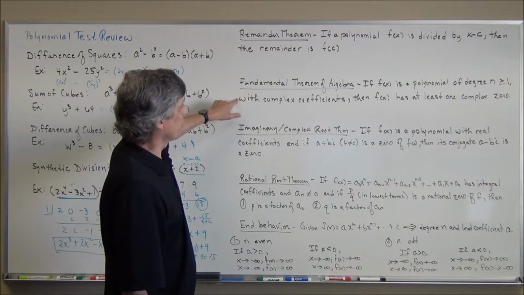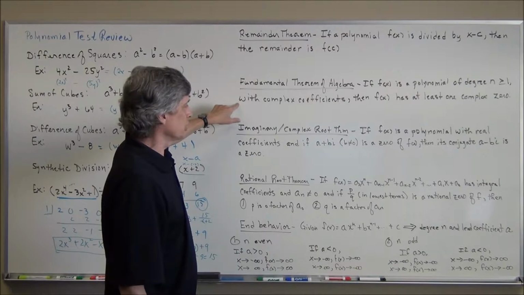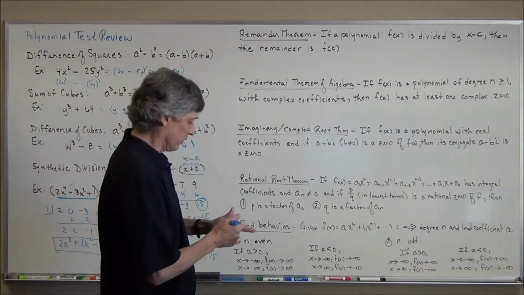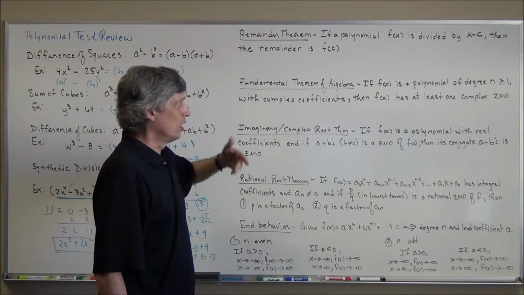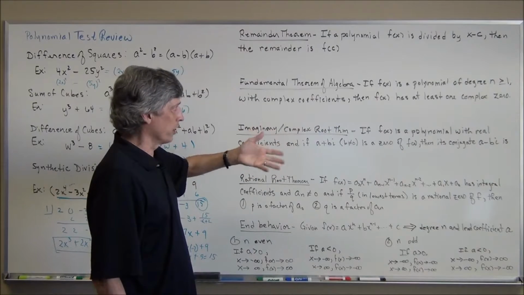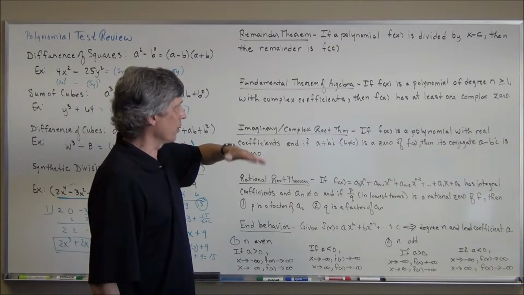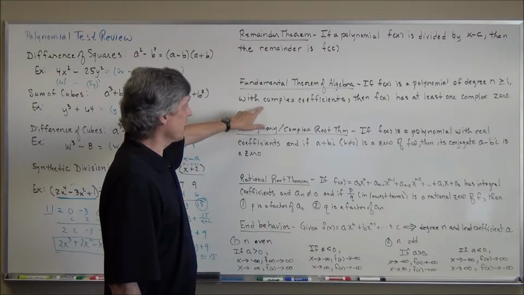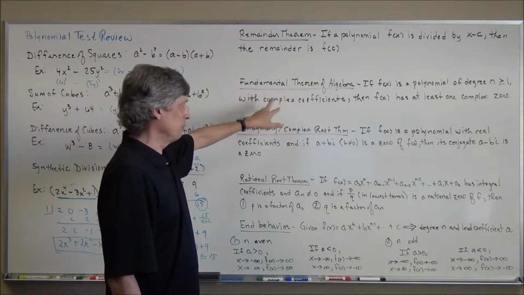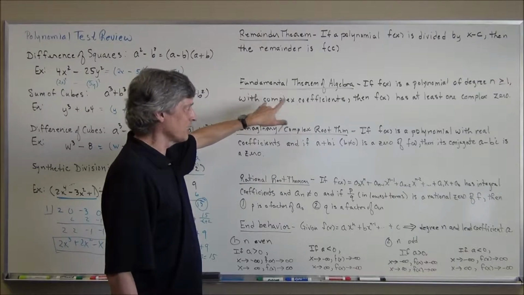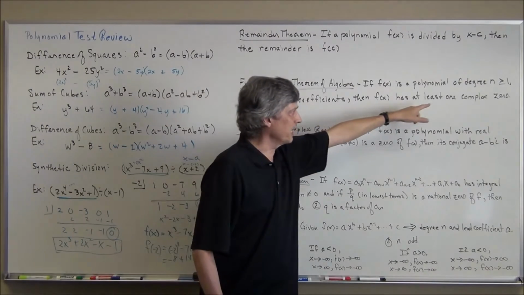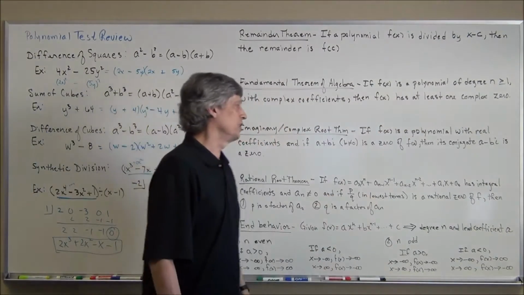Next one, Fundamental Theorem of Algebra. The Fundamental Theorem of Algebra says if f of x is a polynomial of degree n greater than or equal to 1, so it's linear, quadratic, cubic, quartic, quintic, if it's degree 1 or higher, and it has complex coefficients, which you probably haven't seen very much of. You've seen real coefficients, but not typically imaginary coefficients, then f of x has at least one complex 0.